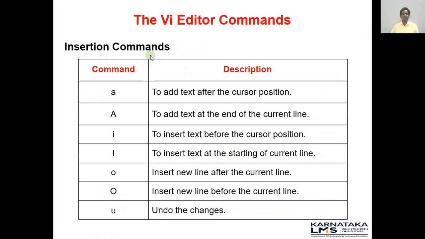Next, insertion commands. To add text after the cursor position, use small a. To add text at the end of the current line, use capital A. To insert text before the cursor position, use small i. To insert text at the start of the current line, use capital I. To insert a new line after the current line, use small o. To insert a new line before the current line, use capital O. To undo the changes, use small u. These commands help us insert characters in the vi Editor.